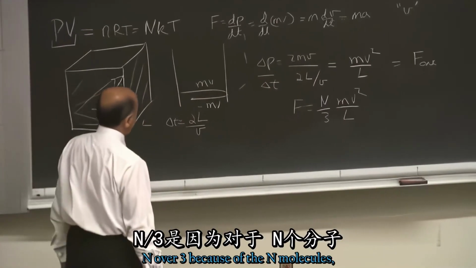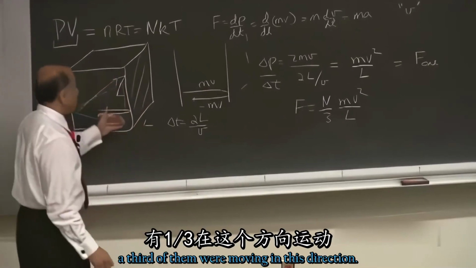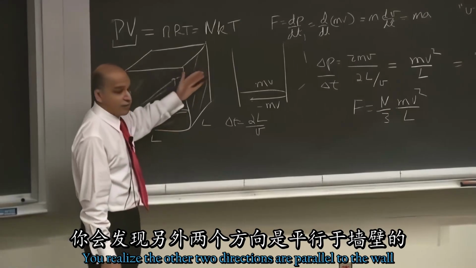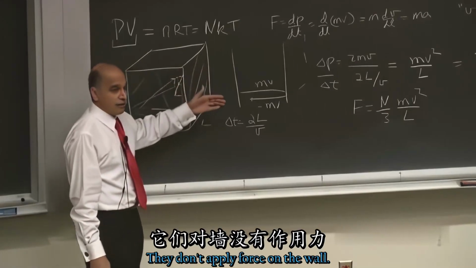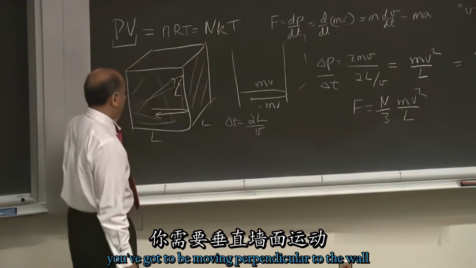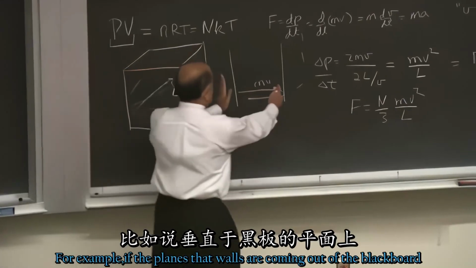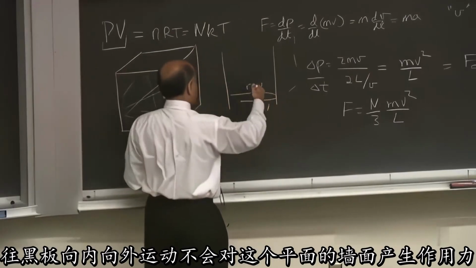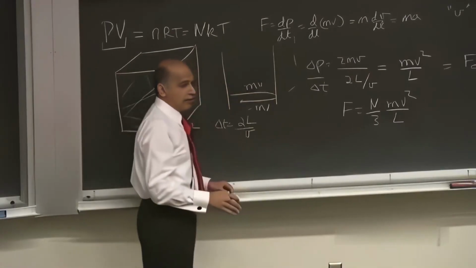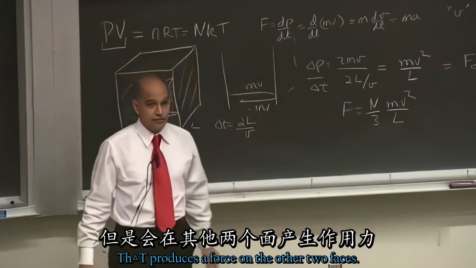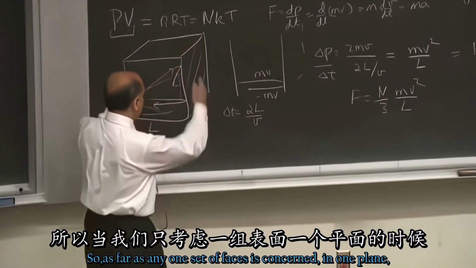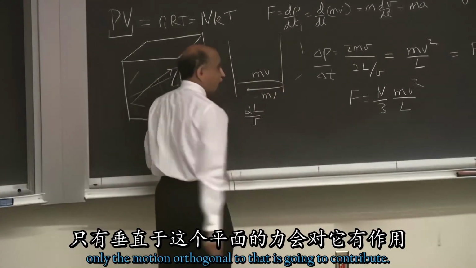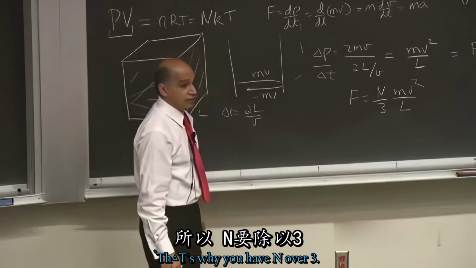N over 3, because of the n molecules, a third of them are moving in this direction. The other two directions are parallel to the wall. They don't apply a force on the wall. To apply a force on the wall, you've got to be moving perpendicular to the wall. For example, if the walls are coming out of the blackboard, moving in and out of the blackboard doesn't produce a force on this wall. That produces a force on the other two faces. So as far as any one set of faces is concerned, only the motion orthogonal to it is going to contribute. That's why you have n over 3.